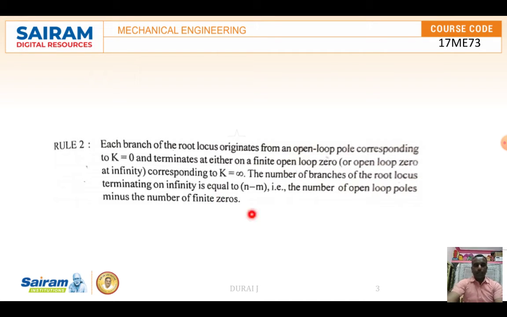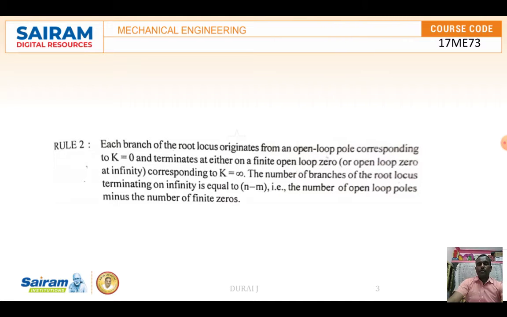Here, if the number of poles is greater than the number of zeros, then it starts from the poles in your graph. Suppose the number of zeros is greater than the number of poles, it terminates at infinity. You have to remember this in rule 2.